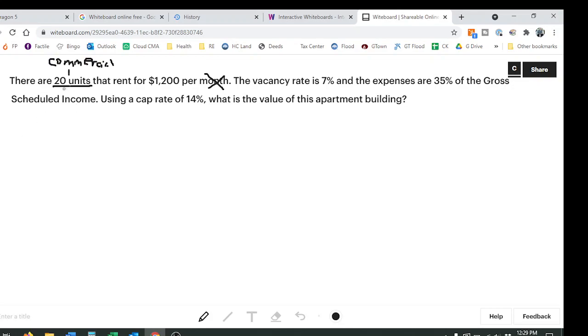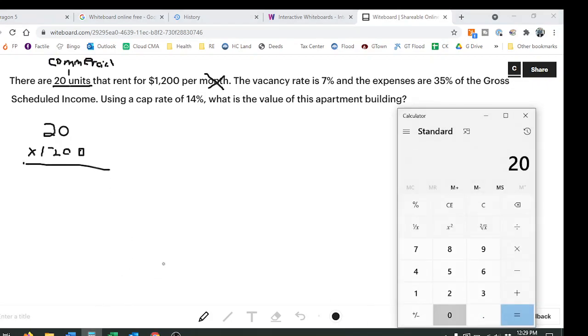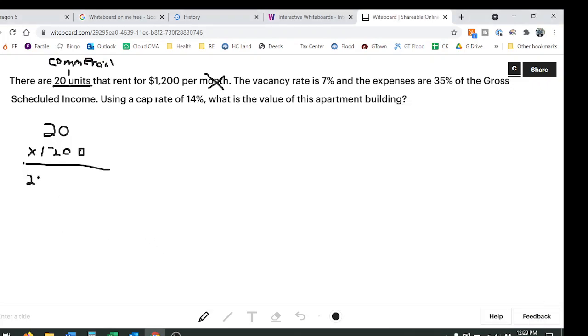So the first thing I would do here is take the 20 units. I know there's 20 units in this apartment building that rent for $1,200 per month. So I'll just multiply that real quick. I'll pull up a calculator here. 20 times 1,200 gives me the monthly income of $24,000. And that's going to be monthly.